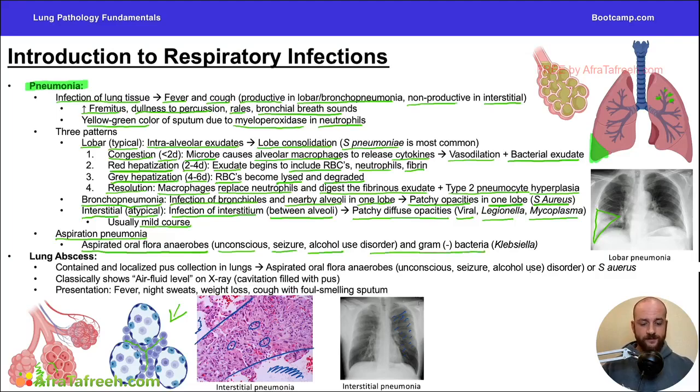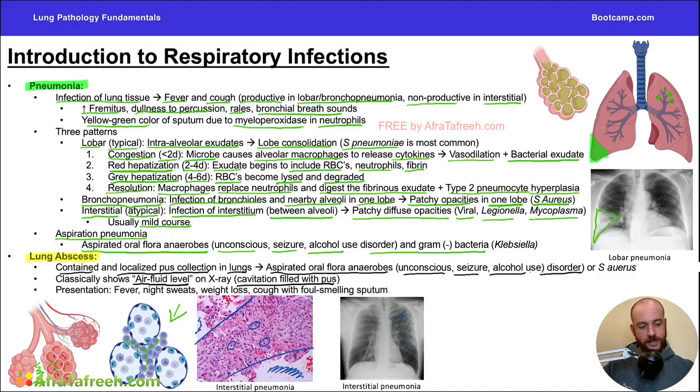Okay, lastly, we're going to finish up this video by talking about a lung abscess. So a lung abscess is a contained and localized pus collection in the lungs, and again, it's commonly caused by aspirating those oral flora anaerobes when we are unconscious or having a seizure or alcoholic. And furthermore, just like all abscesses, it's also commonly caused by Staph aureus. And classically on x-ray, what we're going to see is an air fluid level, which represents a cavitation filled with pus.